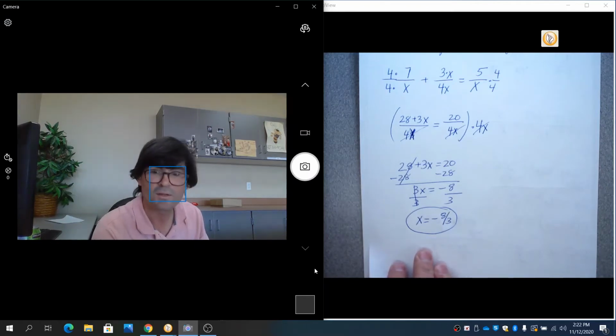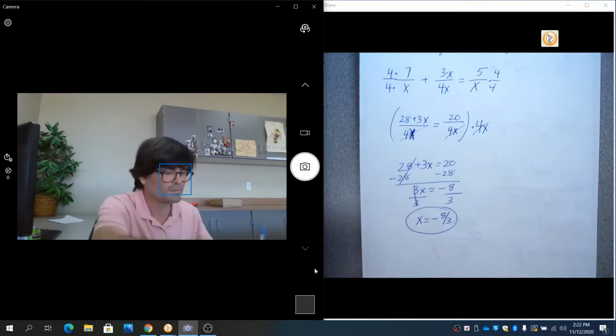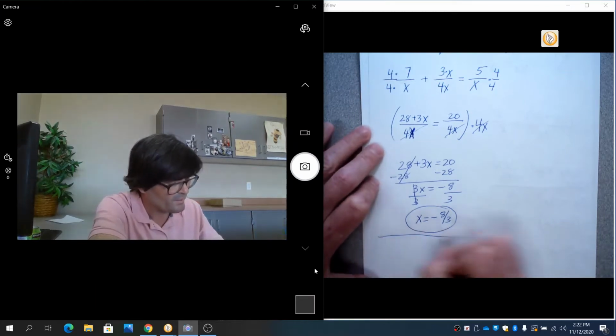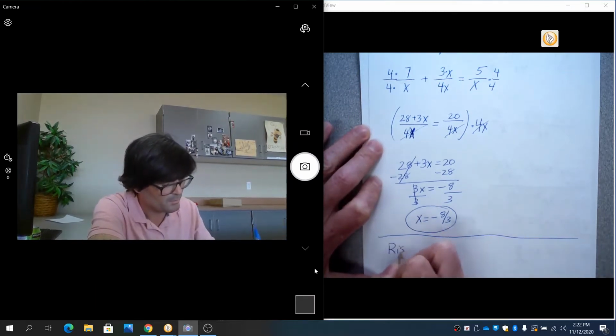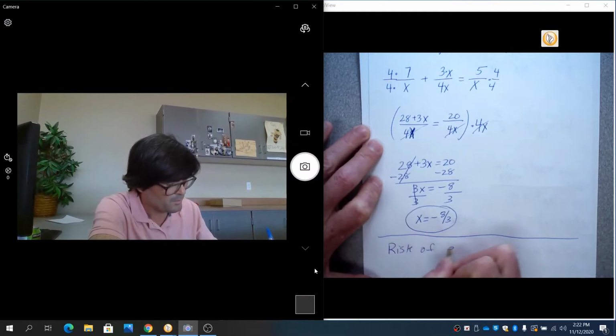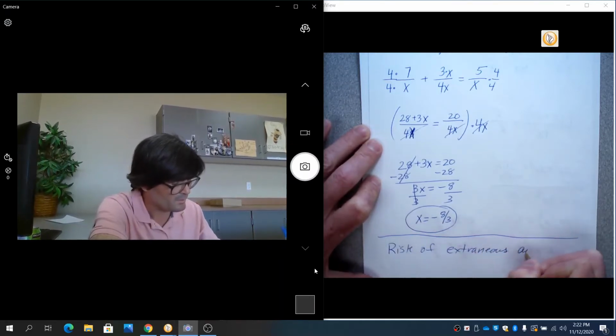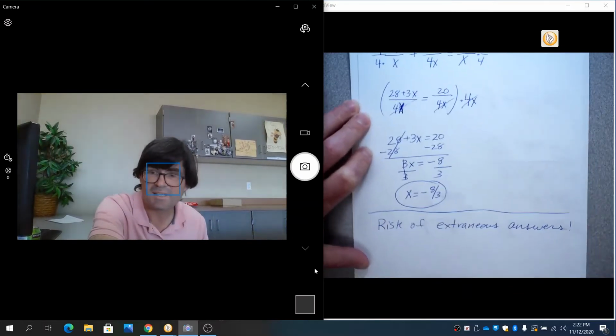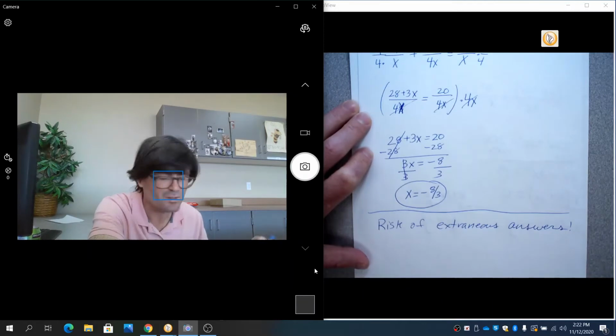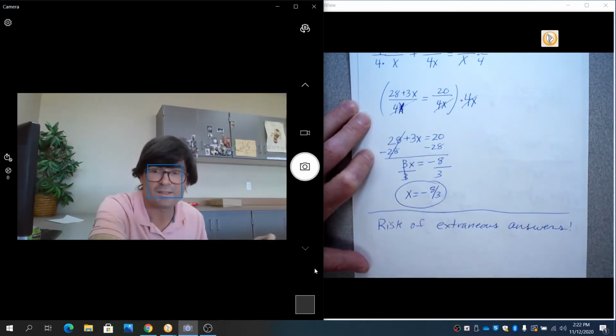Whenever you solve using cross multiplication, there's the risk of extraneous answers. An extraneous answer is an answer that appears to be an answer, but it causes the bottom of one of the original fractions to be 0, and thus is not an actual answer. It looks like it's an answer, but it's not.